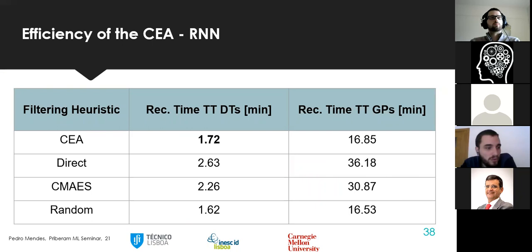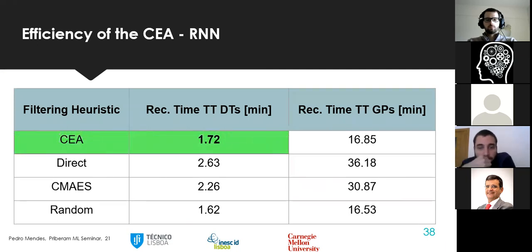And if we look at the recommendation times using the different filtering heuristics, we see that the use of the CEA does not have a large impact, for example, when compared with a random approach. And we see that we can reduce the recommendation time using the CEA instead of the other optimizers, DIRECT and CMA-ES, particularly when Gaussian processes are used.